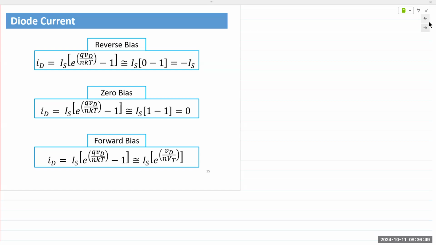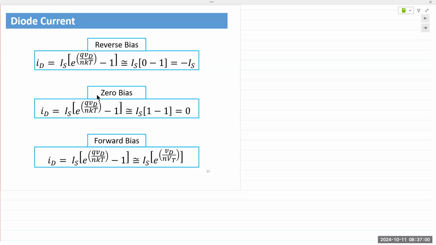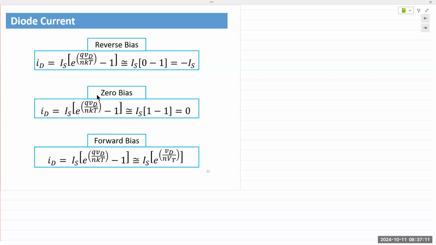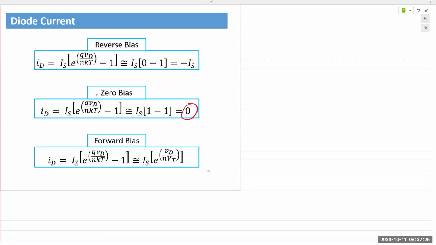So we'll see how the diode current equation reduces in all three conditions. In zero bias, we are not applying any voltage, so the only thing left is the thermal voltage, and the entire term simply reduces to 1, e raised to 0. So mathematically, for zero bias, we have 0 amps of current flowing through, which makes sense. You're not applying any voltage, so you would not expect any current.